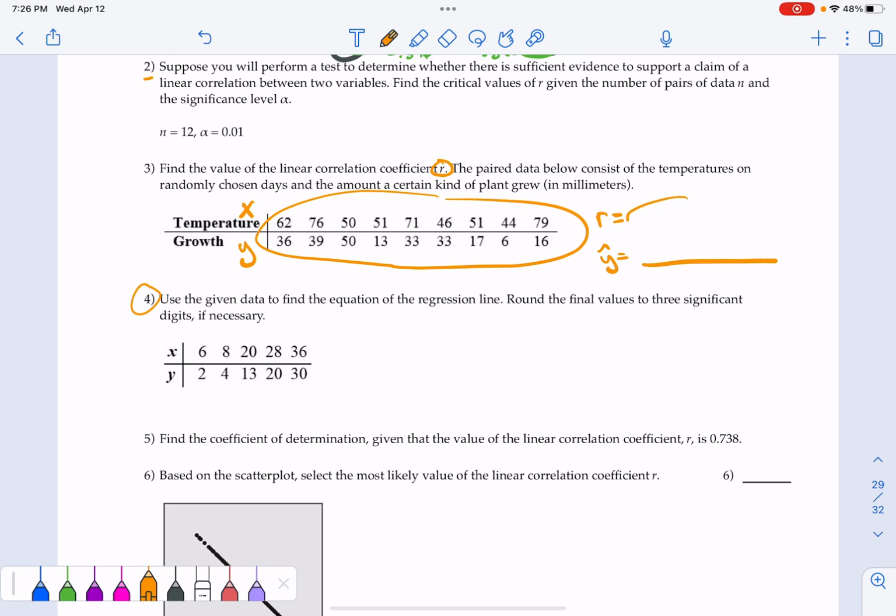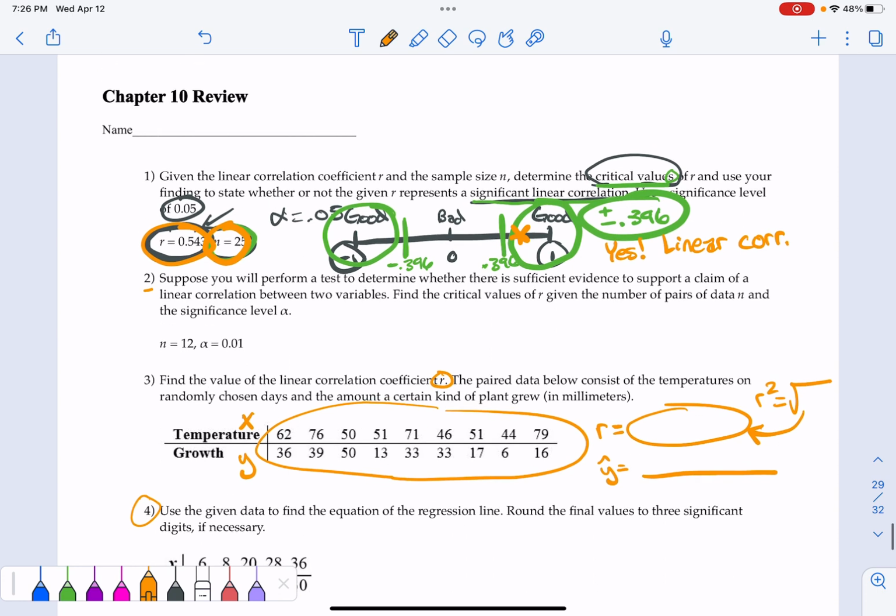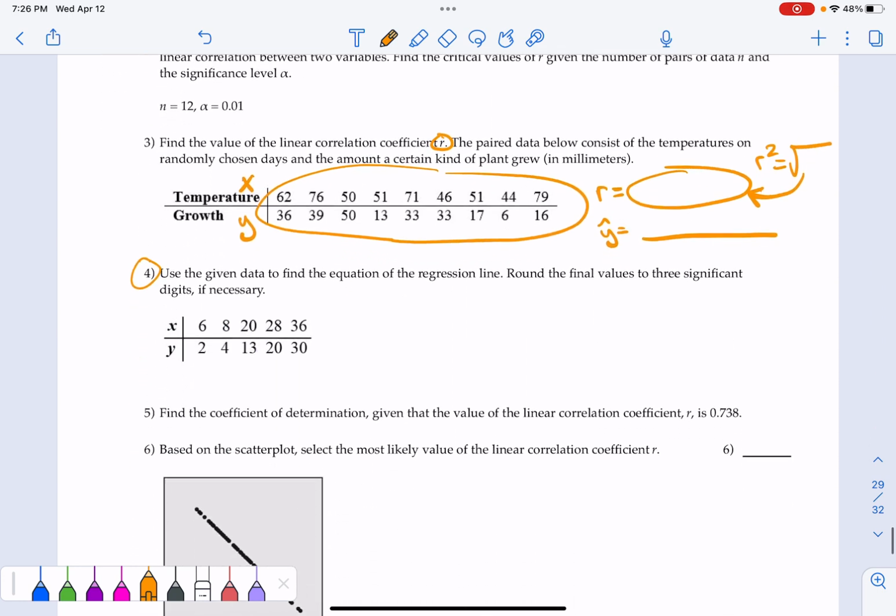But they want specifically what the r is, okay? And I don't think Google Sheets gives you r, it gives you r squared. So you're going to have to take the square root of that number to get your r value. It doesn't have to ask us, like it did up above, if it's considered a good r or a bad r. We're just trying to find the value of r. So plug those in, find the value of r, you're done.